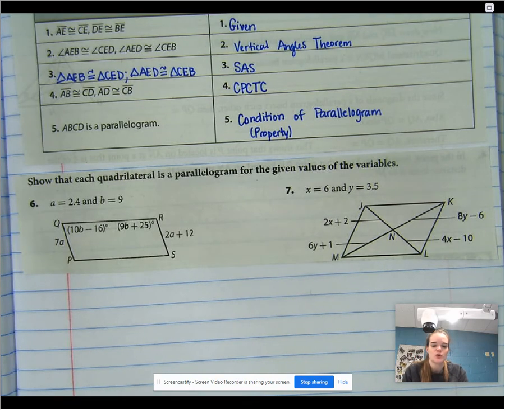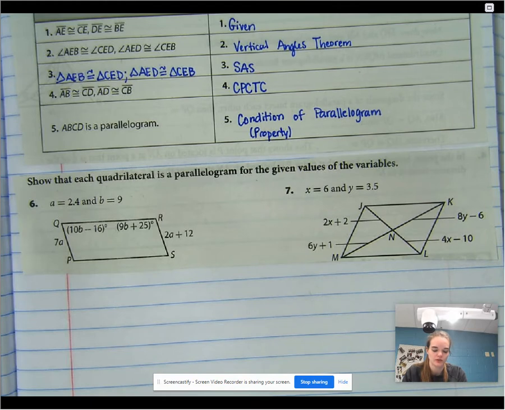All right, so 6 and 7. It says, show that each quadrilateral is a parallelogram for the given values of the variables. So let's look at number 6 and see what we've got. We have opposite sides, QP and RS. We'll have to see if those are really congruent if a is 2.4.